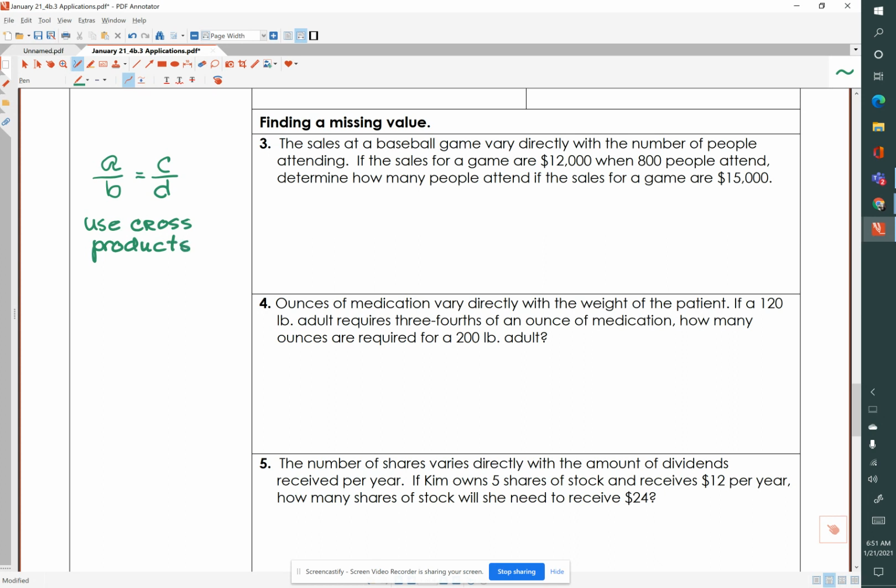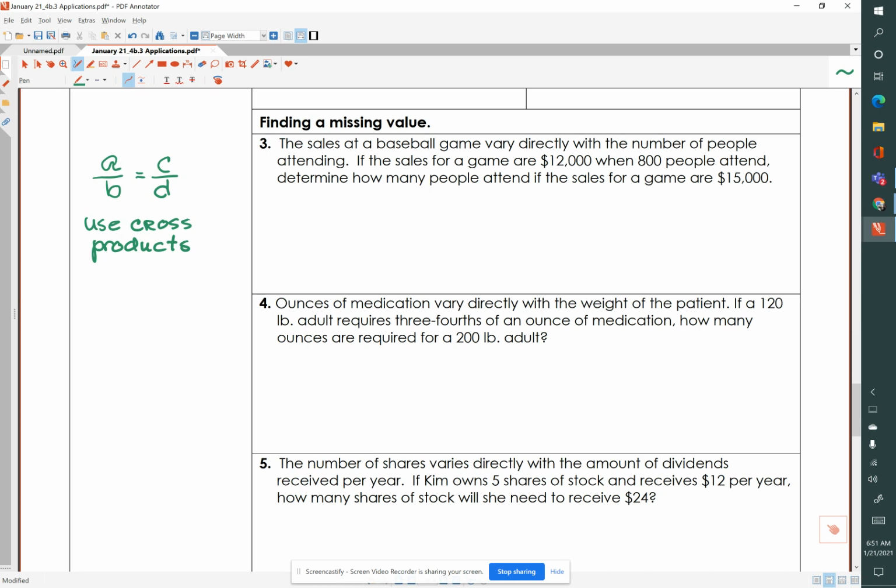Everybody loves proportions. And they are very useful in the real world, not just in solving algebra problems. So we're going to have, this is direct variation. So we're going to have two things that are being compared. And let's tease out from the problem what these two things are. So number 3, it says the sales at a baseball game vary directly with the number of people attending.